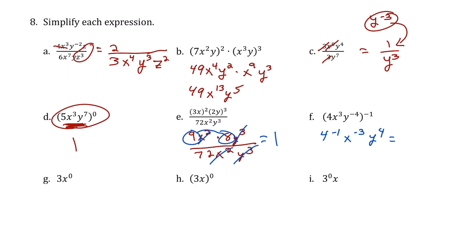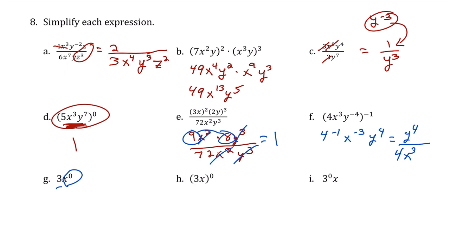Anything with a negative exponent is going to have to go to the other side of the fraction line to become a positive exponent. So the y to the fourth is all that can stay in the numerator, and it's going to be over 4x to the third. And that's all we can do with that one. Okay, the next few will go pretty quickly.